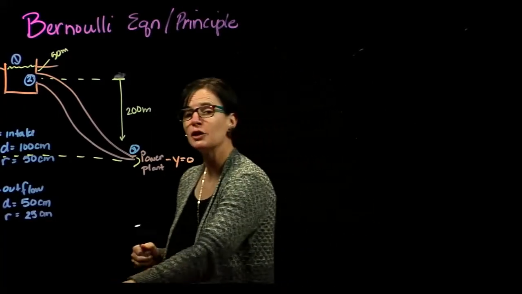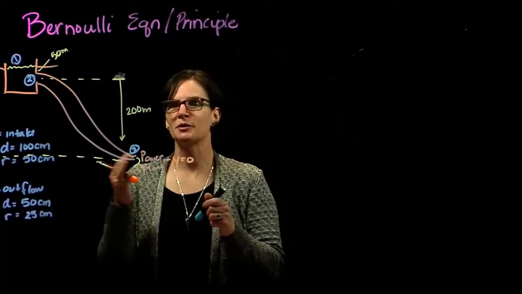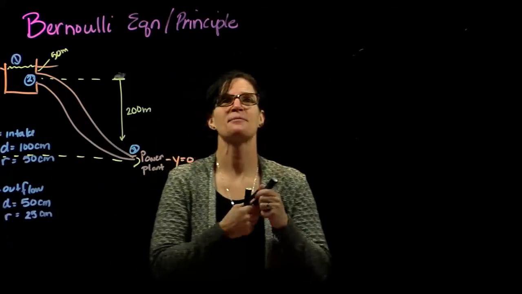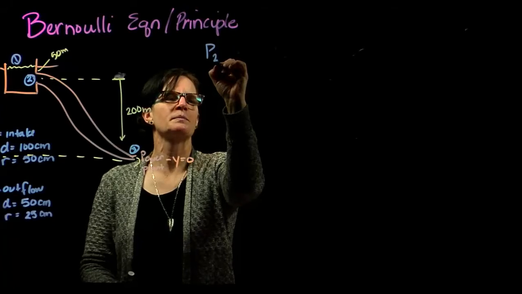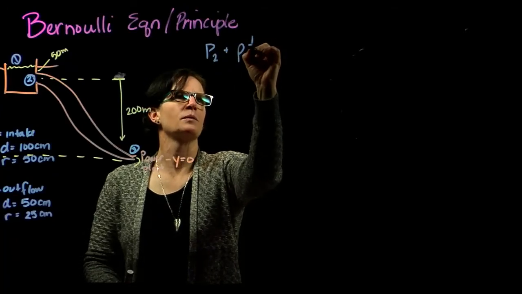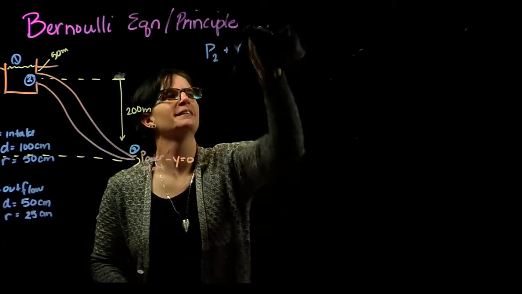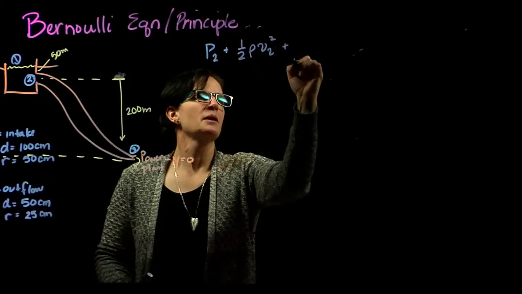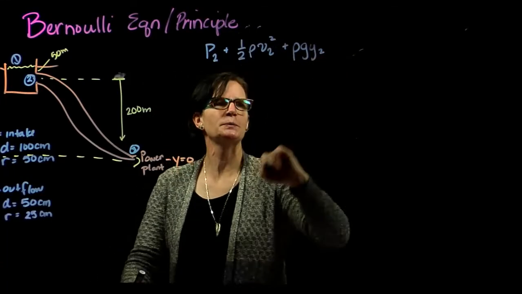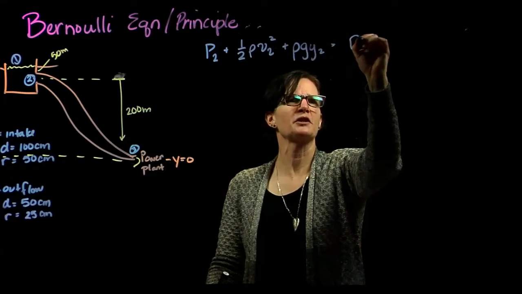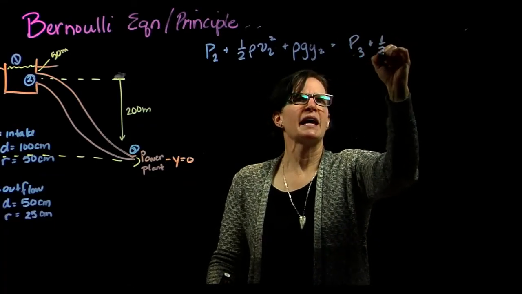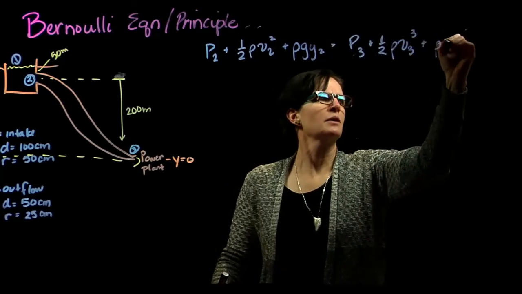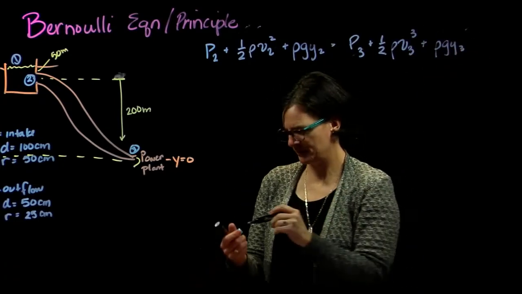Okay, so for part 2, we are going to look at Bernoulli's principle, examining points 2 and 3 as my two states. So we have the pressure at 2 plus 1/2 rho times the speed at 2 squared plus rho times g times y at 2 is going to equal the pressure at 3 plus 1/2 rho v3 squared plus rho times g times y3.